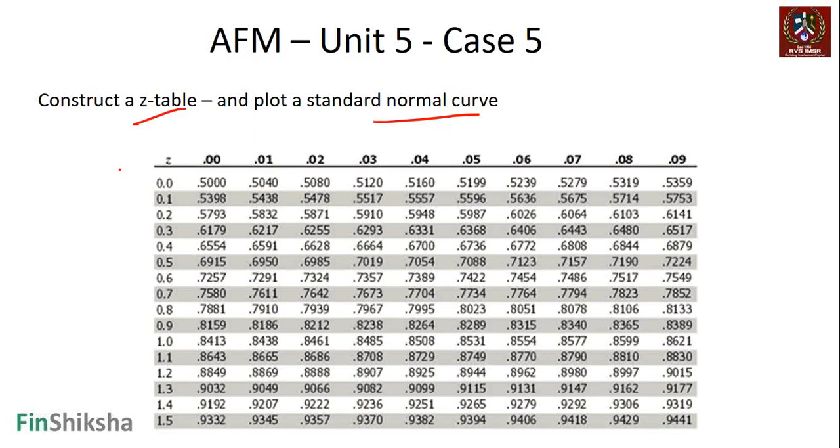A Z table is basically a table that looks like this. We must have studied this in statistics. Z values are nothing but the standard deviation values. So when you're plotting a normal curve, Z is basically the number of standard deviations away on either side. Since this is positive, it's on the right side here, right?